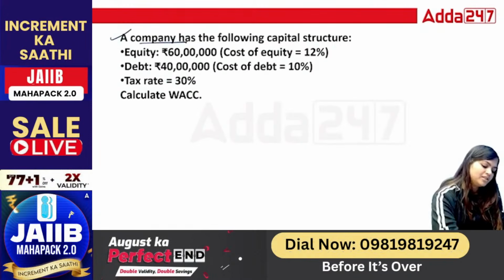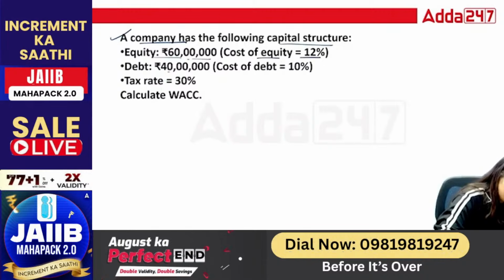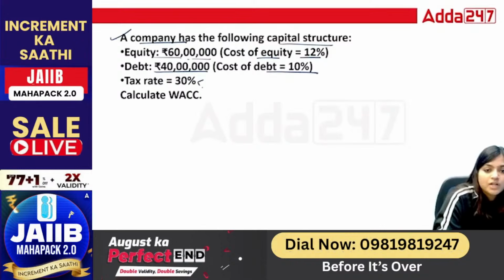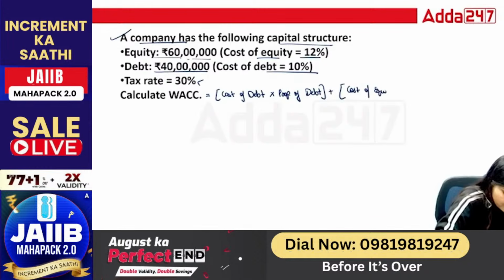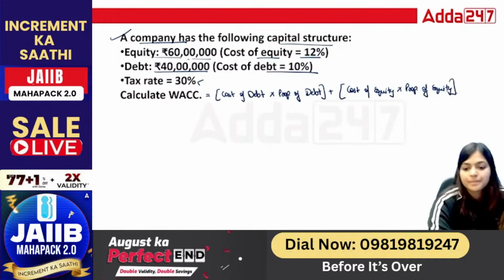A company has the following capital structure. Equity is 60 lakhs, cost of equity is 12%, debt 40 lakhs, cost of debt 10%, tax rate is 30%. Now, first, let me write you the formula. Cost of debt into proportion of debt plus cost of equity into proportion of equity.